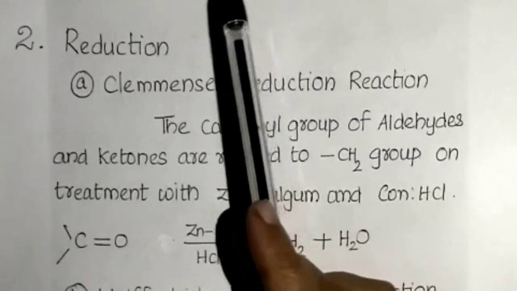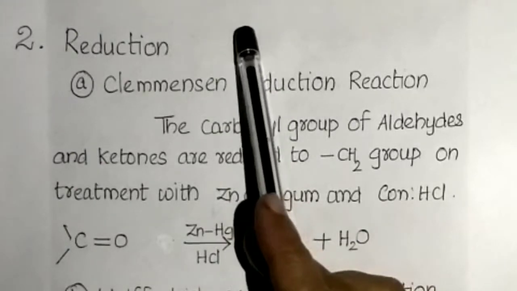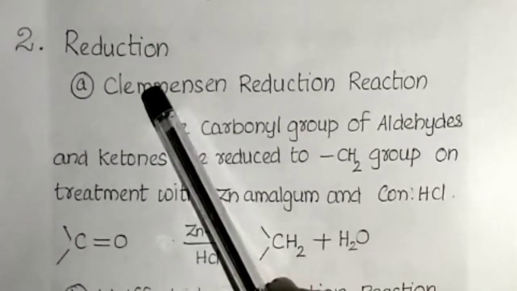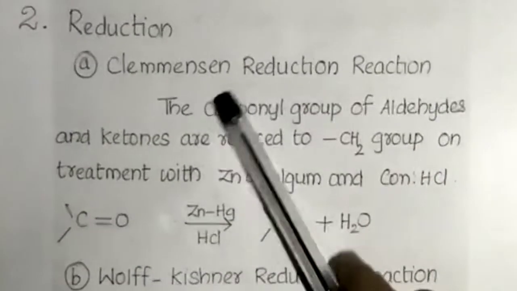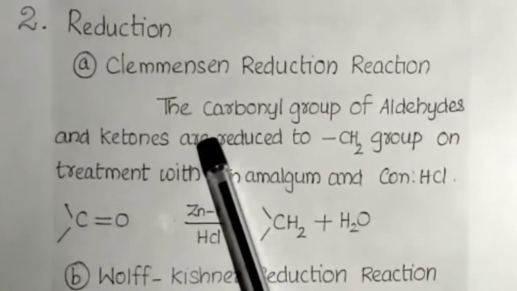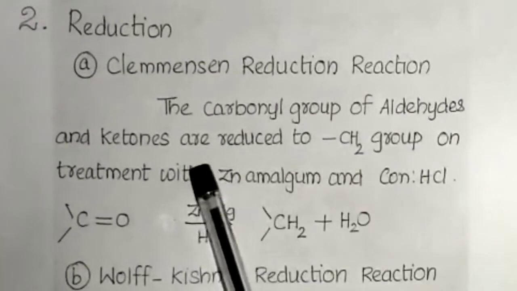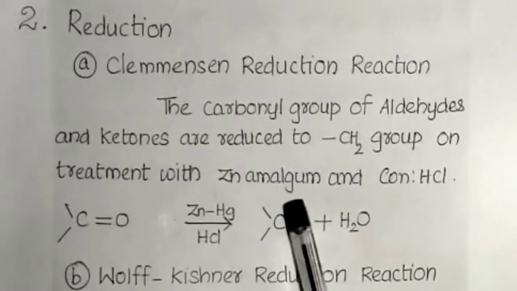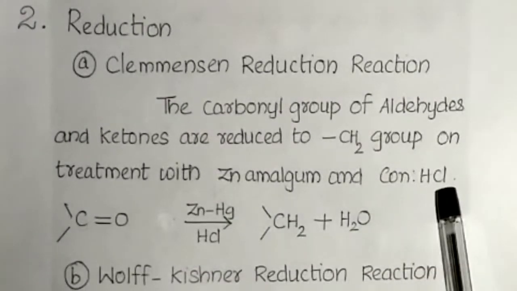The first reaction of aldehydes and ketones is the nucleophilic addition reaction. The second one is reduction reactions. The first one is the Clemmensen reduction reaction. The carbonyl group of aldehydes and ketones is reduced to a CH2 group on treatment with zinc amalgam and concentrated HCl.